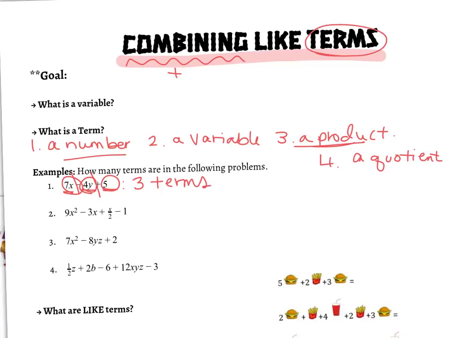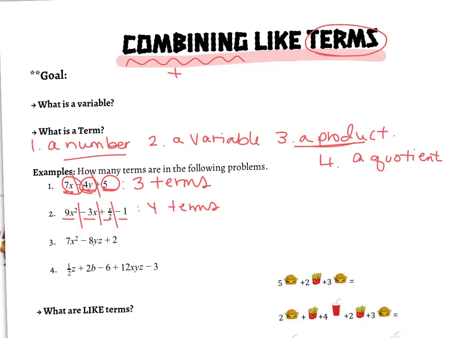So the reason why we draw slashes is because it's going to make our lives so much easier when we actually get to the fun part of combining them. So if we look at number 2, I'm going to determine the number of terms. So I'm going to draw a slash before every plus sign and every minus sign. And why I draw my slashes is so I can see when my minus signs turn to negatives. It makes my life a little easier. So notice I have 9x squared, negative 3x, x over 2, and negative 1. So I have 4 terms.